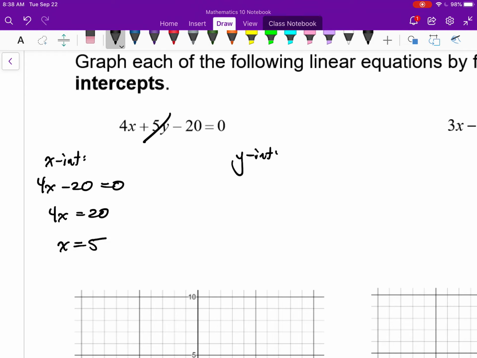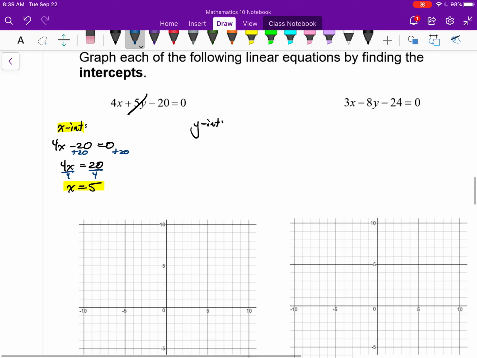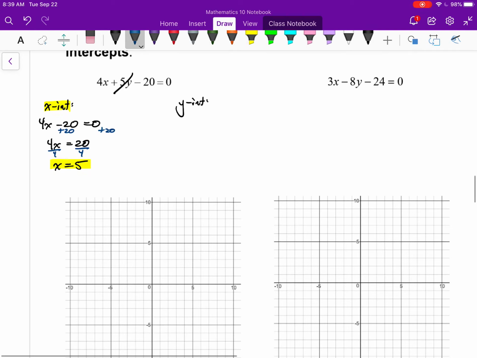If I did that a little bit too fast, fair enough. You may want to show the steps, like you may want to literally show adding 20 to both sides or dividing both sides by 4. I'm hoping, though, we are in a grade 10 academic math class. I'm hoping we can, with a bit of practice, do what I did there really quickly, see it without having to write down lots. So my x-intercept is 5. I know this line goes through 5 on the x-axis. So I know it goes to this point right here.